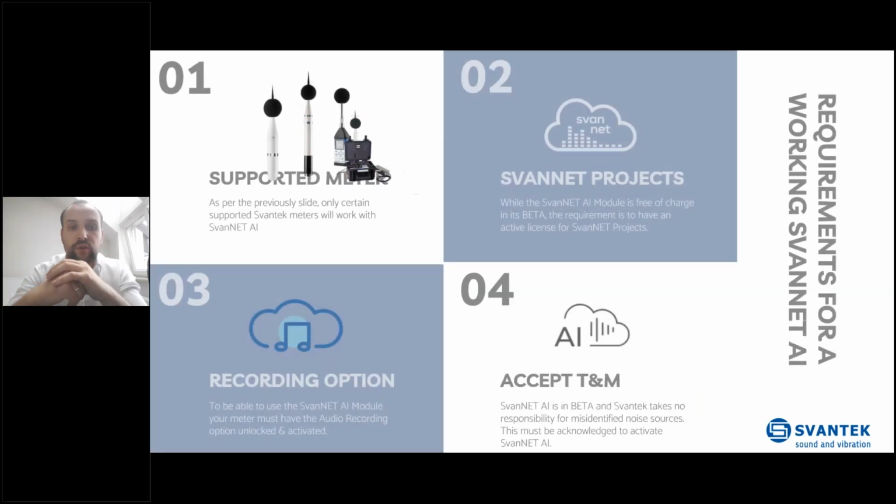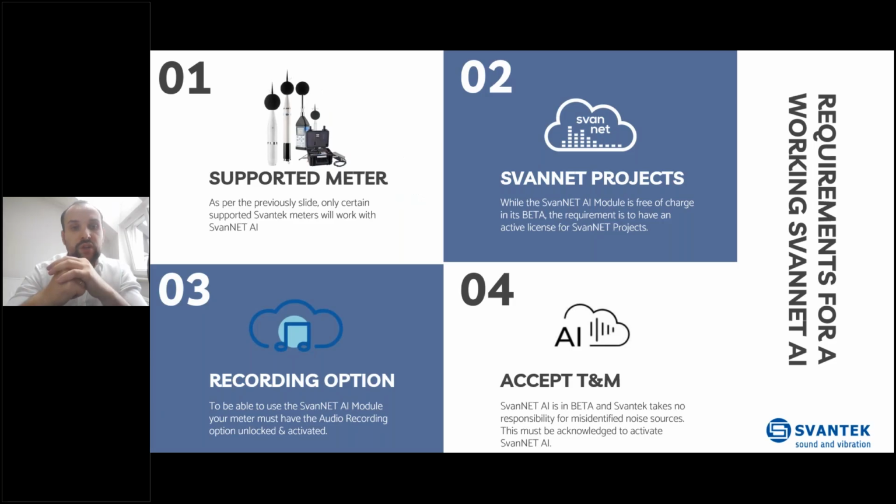However, there are some other requirements apart from the supported meters. Number two is you have to have SvanNet projects. SvanNet comes in two modules, one that is free of charge and one that is based on a subscription model that is still one of the cheapest in the industry. You do need to have a SvanNet project as all of this AI is done in the cloud. Thirdly, you do need a recording option at this time. So you need to be able to trigger wave recordings so that you can then use those wave recordings as the source for noise classification. And finally, you need to accept the terms and conditions. SvanNet AI is in beta, and you need to be aware that errors can still occur.